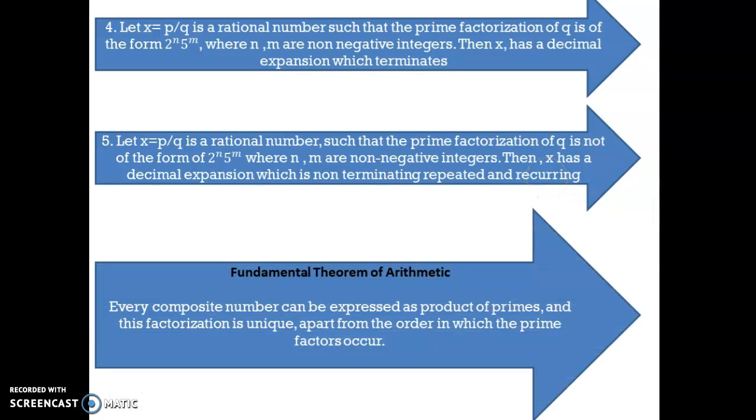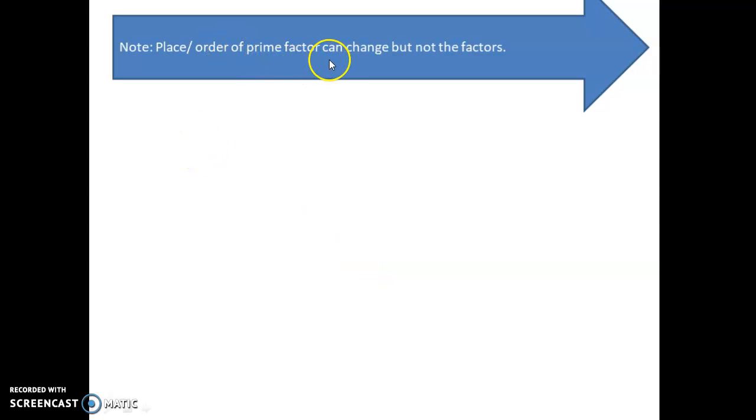Okay, the basic or fundamental theorem of arithmetic. The first fundamental theorem says every composite number can be expressed as a product of primes. What are composite numbers? The numbers which are not prime, meaning they have factors other than 1 and themselves. This is the fundamental theorem of arithmetic, and this prime factorization is unique, apart from the order in which the prime factors occur. That means the order of the prime factors can change but the factors will never change.